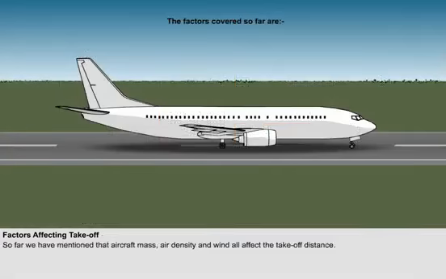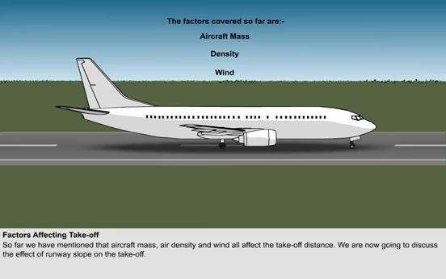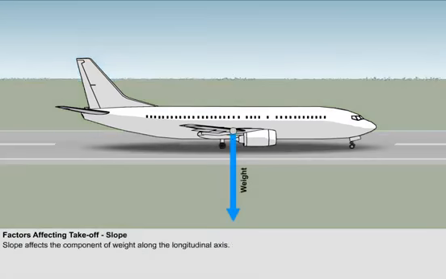In Part 2 of the General Performance Principles Takeoff lesson, you learnt about some of the factors that affect the takeoff, namely the aircraft mass, the air density, and the wind. Part 3 continues with the factors that affect the takeoff, and it starts with the effect of runway slope. The next factor that can affect the takeoff performance is the slope of the runway.